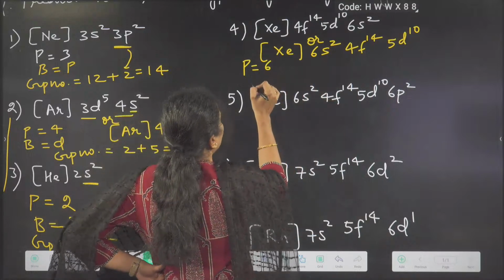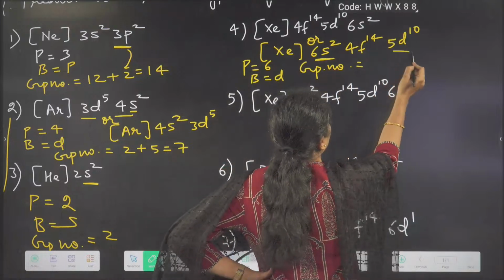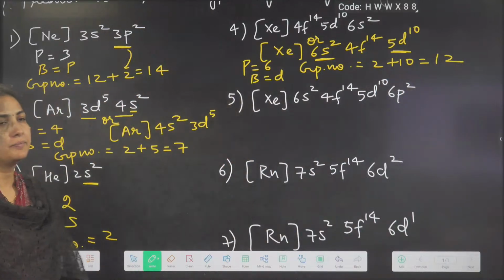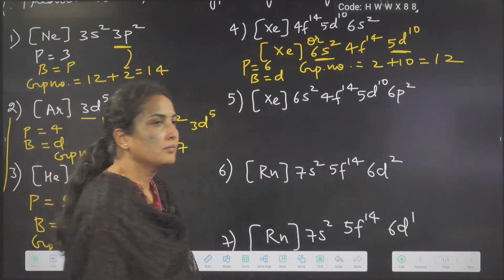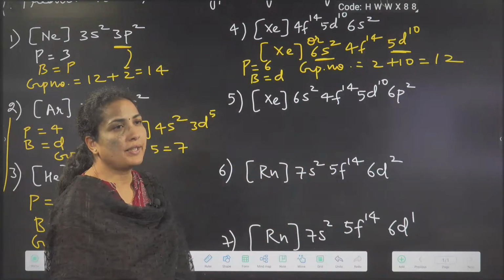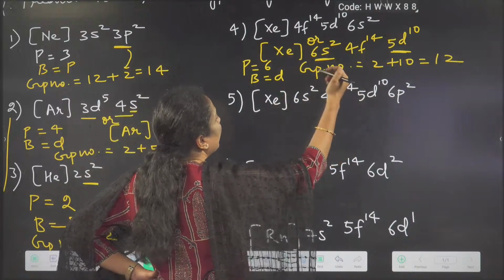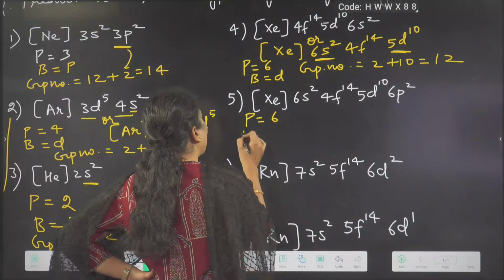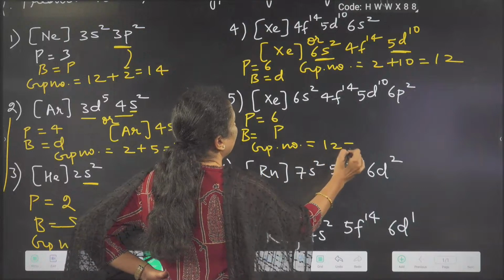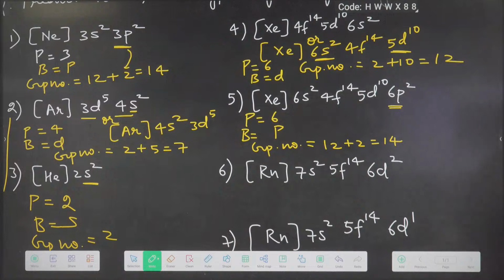Then which block will it be? The block will be D block. And what about the group number? The group number will be the number of NS electrons plus the number of N minus 1 D electrons. 2 plus 10, you are going to write this as group number 12. Similarly, you count here. And in this case, you will be having 82, right? And again, definitely you can see here 6s, 4f, 5d, 6p. So the period number is 6, right? What about the block here? The last subshell receiving is P block. The group number is going to be, for P block, 12 plus 2, so you are having 14. 6p electrons, NP electrons. Clear about it?